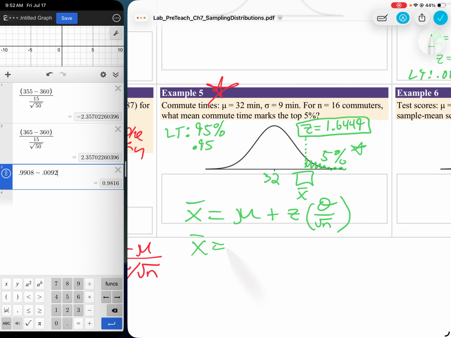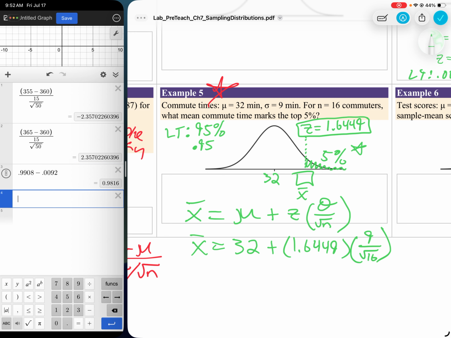So to find the sample mean that represents the top 5%, we're going to take the population mean plus the z-score we just got times the standard deviation over the square root of the sample. So 32 plus the z-score times the standard deviation divided by the square root of the sample.